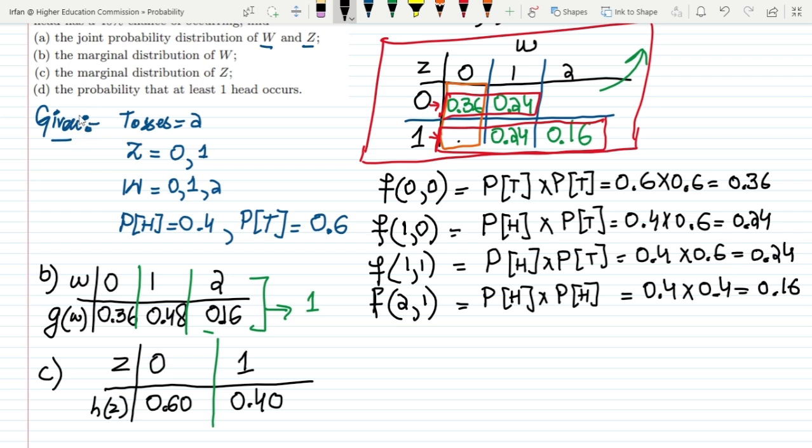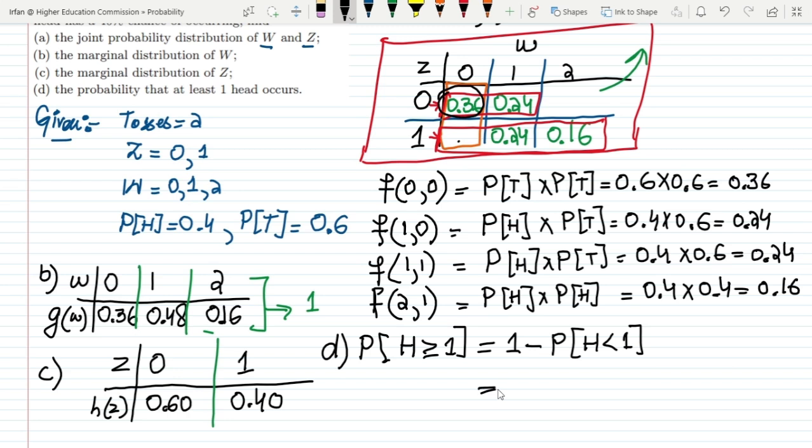Now the last part of our question is the probability that at least one heads occurs. So this is part D, and we have to find the probability that the number of heads is greater than or equal to 1. We can find it by 1 minus the probability of heads less than 1, which is the probability that heads is equal to 0, and this is the only value which is here. So let me put it here, and it would be 0.36. Subtracting it from 1, we will get 0.64, and that is the solution of part D of our question.